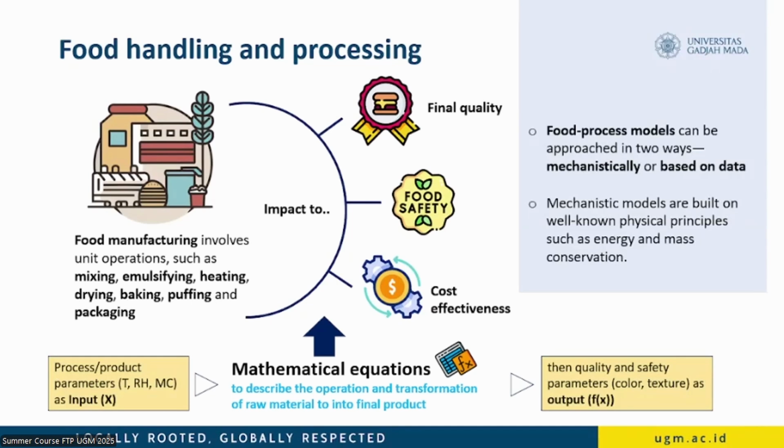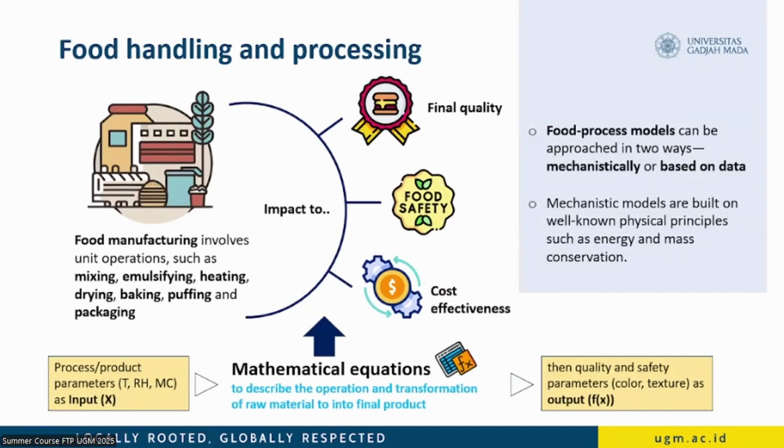Okay, mathematical equations should be introduced in this step to get better final quality, good food safety, and cost effectiveness. With process or product parameters like temperature, relative humidity, moisture content as an input, and then quality and safety parameters like color, texture as an output.